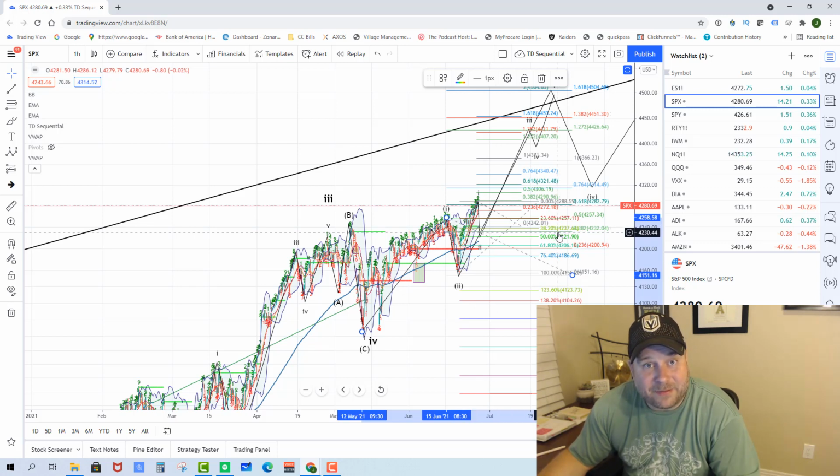As soon as we see some bottoming action, we're going to get in because that targets our wave 3 top at 4,500.